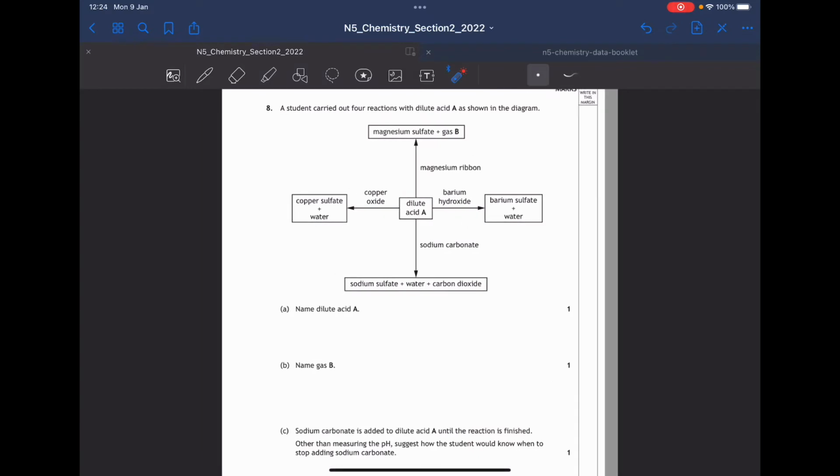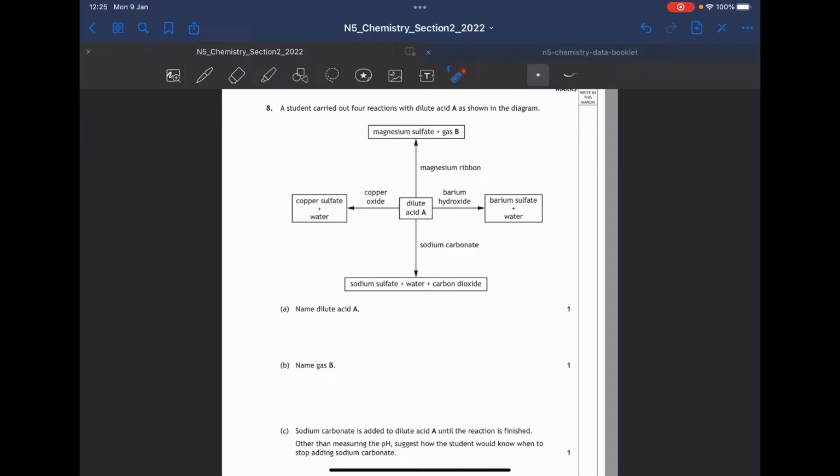So then question 8, a student carried out 4 reactions with dilute acid A as shown in the diagram. Name dilute acid A. So if we look at what's actually been formed, we're forming things like copper sulfate, barium sulfate, sodium sulfate, water, carbon dioxide, magnesium sulfate, gas. So the thing that's common to all 4 of the things that are formed is the sulfate.